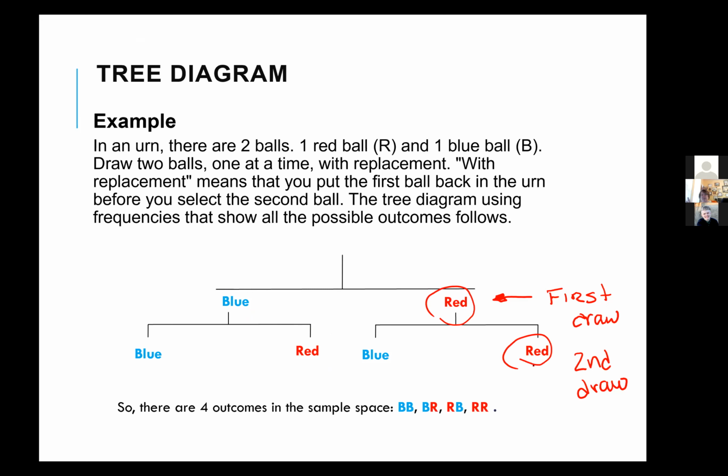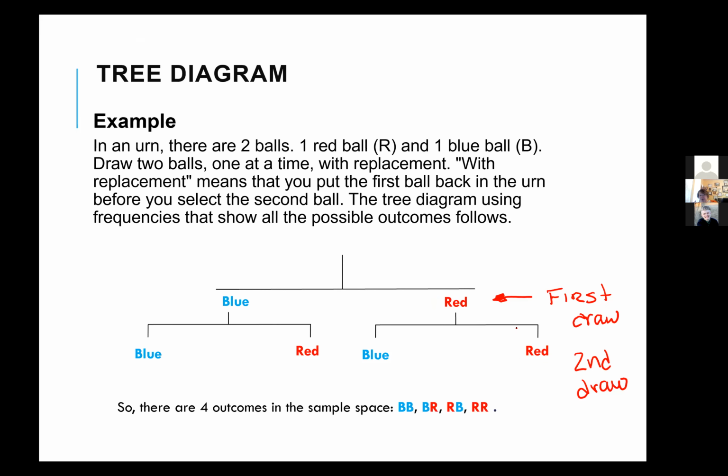So the four possible outcomes of this little experiment, drawing two balls out of an urn with replacement, are: both of them could be blue, or the first one could be blue and the second one could be red, or the first one could be red and the second one could be blue, or they could both be red. So what a tree does for you is it illustrates all the possible outcomes.